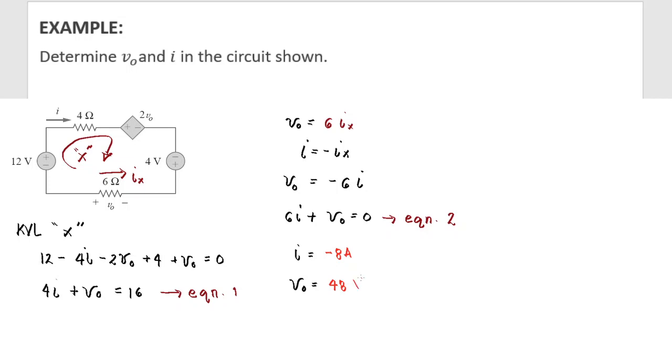Now, as you can see, our I is negative 8. Therefore, this current direction here is a wrongly assumed current direction. It is supposed to be to the left.